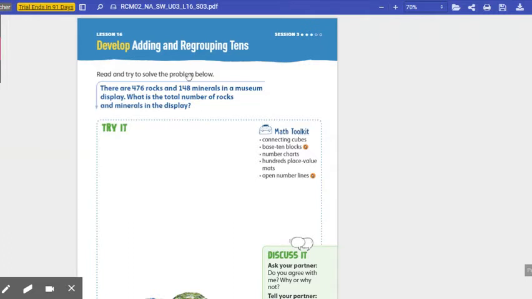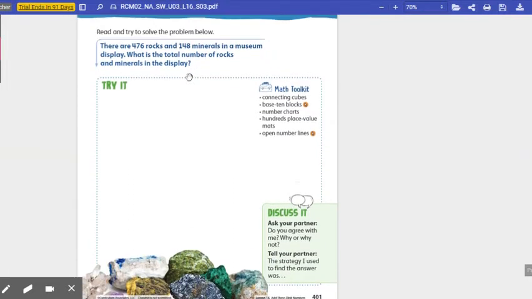All right, so let's go ahead. We're going to be on page 401 in our Ready Math Journal, Volume 2. There are 476 rocks and 148 minerals in a museum display. What is the total number of rocks and minerals in the display? I want you to retell this problem in your own words. Pause the video and retell this problem in your own words.